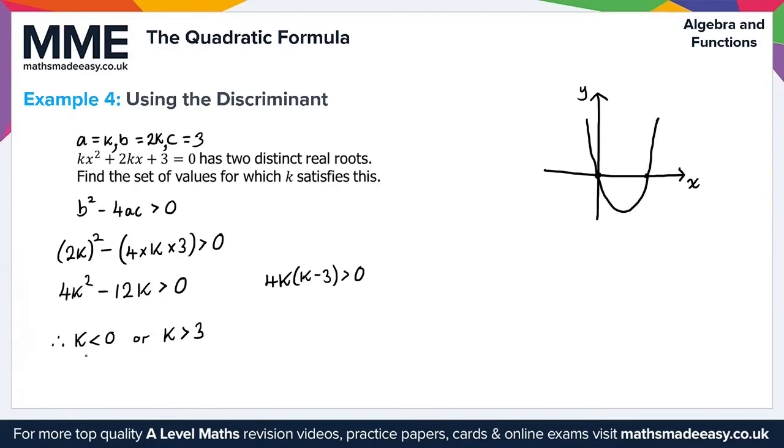And then we can evaluate using the fact that this inequality must be greater than 0. So we're looking where is it above the x-axis. Well, we can see two solutions here. We've got everything to the left of this point, and we've got everything to the right of this point. And if we notice, this point was when k is equal to 3, and this point was the origin. So in that case, we're saying anything less than 0 and anything greater than 3. And that gives us the solution to example 4.